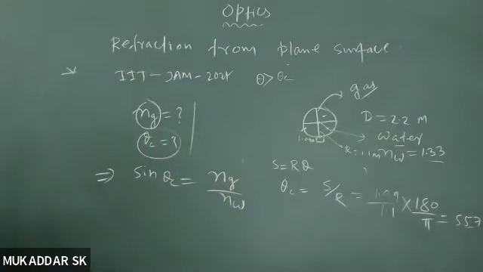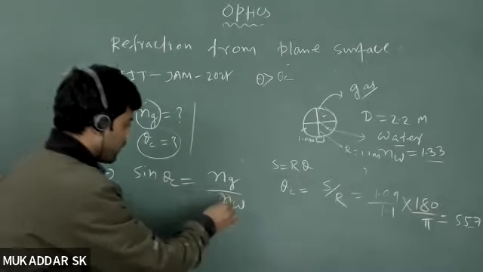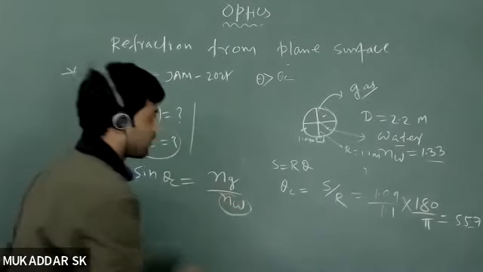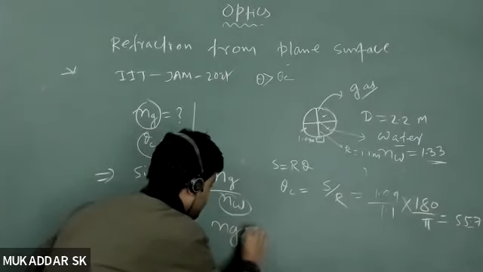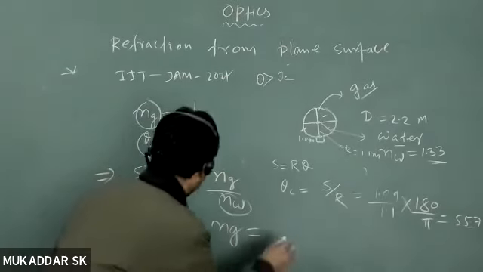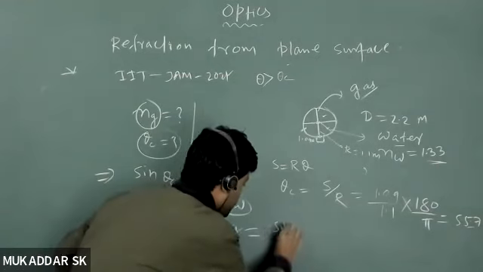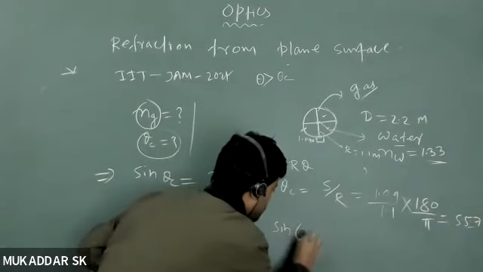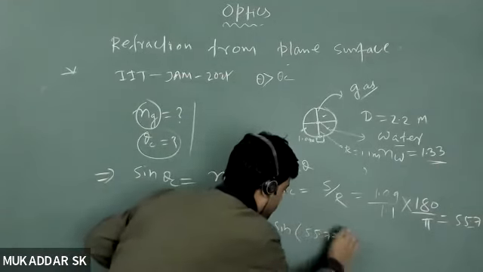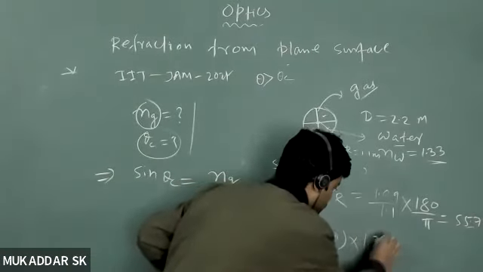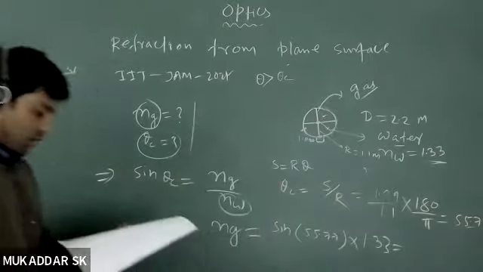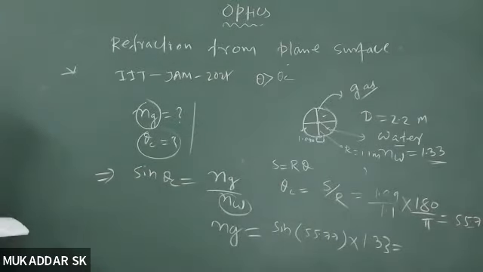Okay. So from here, theta c is given and nw is given, that is 1.33. So I can calculate ng. Okay. Please do that calculation. So this is nothing but sin theta c. Theta c we have obtained, that value is 55.77. And you have nw, that is 1.33. Okay. So if you calculate this value, you will get that.